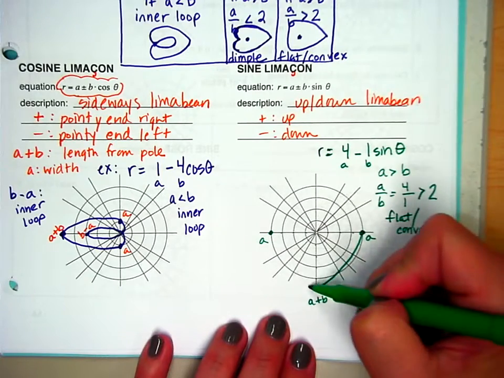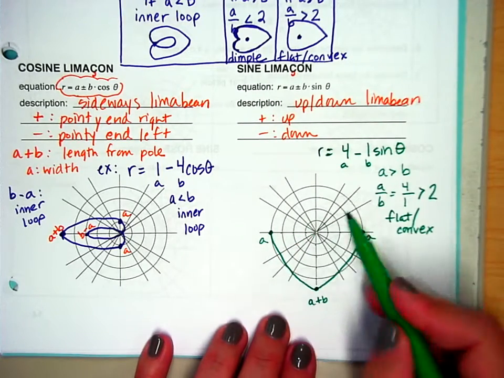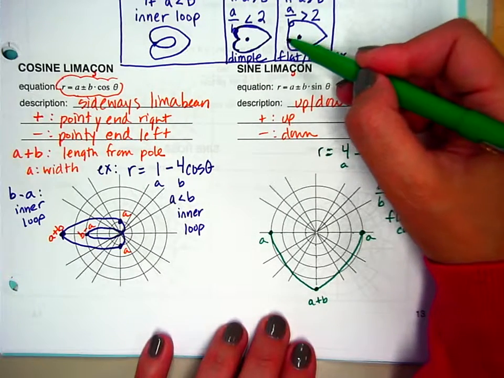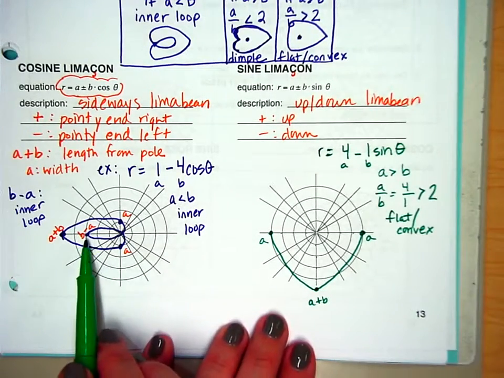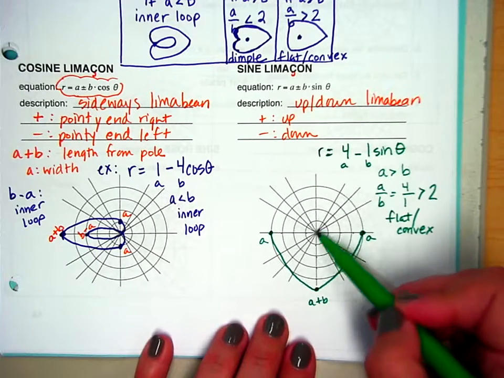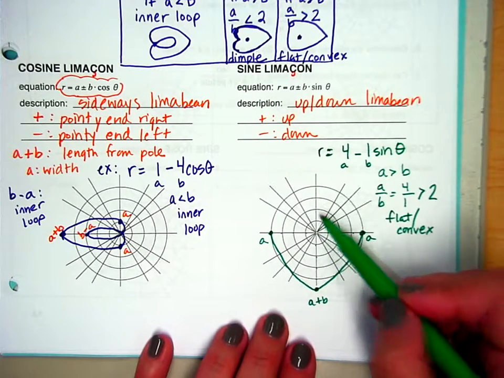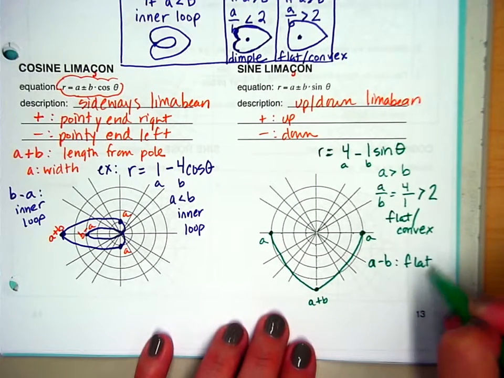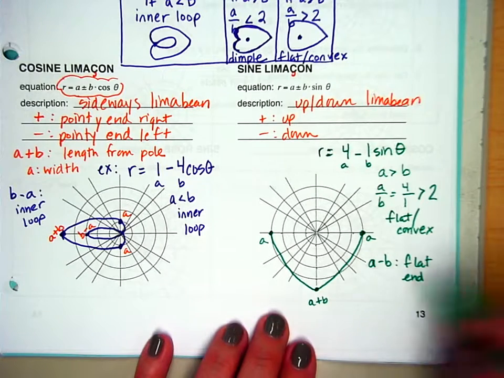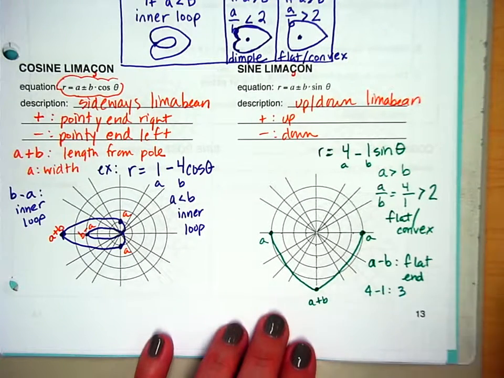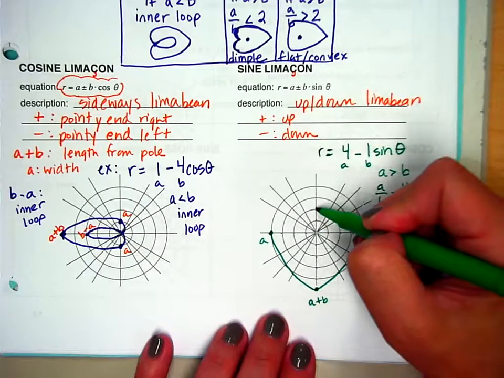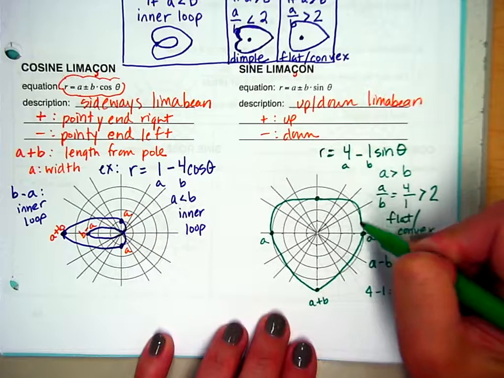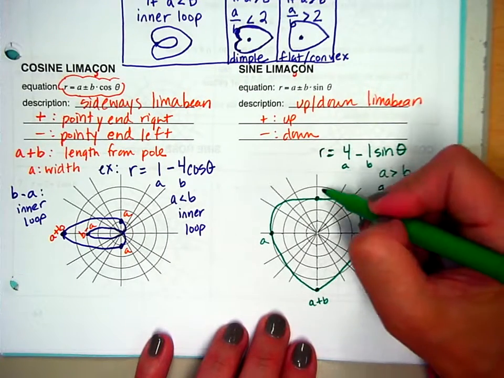Now, I'm going to come around. This is my pointy end. Now, over here is where I'm going to get that flat end. And I need to know how far from the pole is the flat end. Well, just like for the loop, we took the difference. We're going to do the exact same thing for this one. So I'm going to do A minus B, which will give me where the flat end ends up. So in this case, it's 4 minus 1, which is 3. And so I go out 1, 2, 3. And that's where my flat end is going to come across.